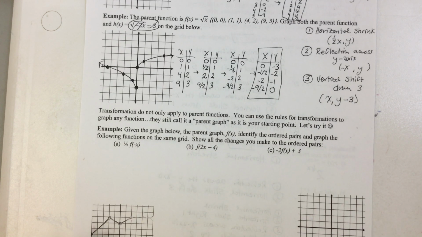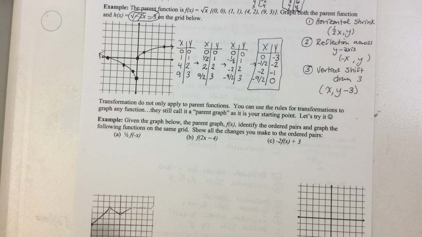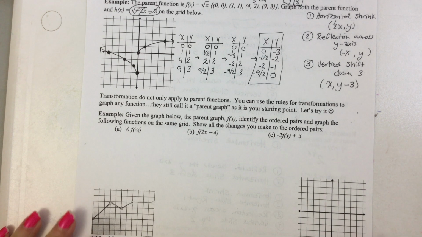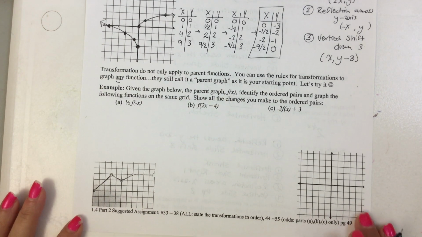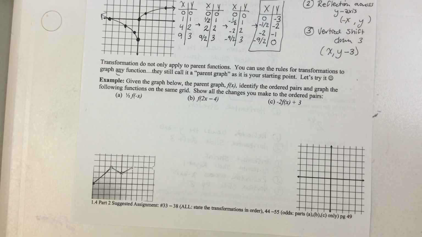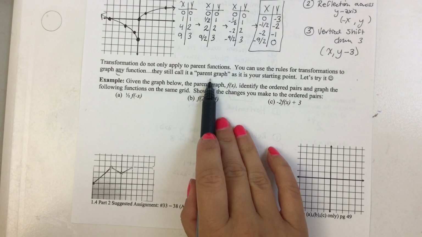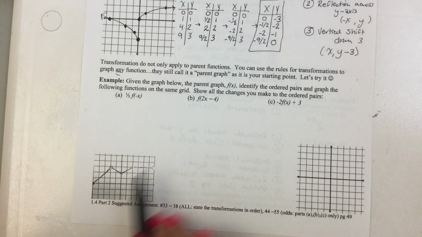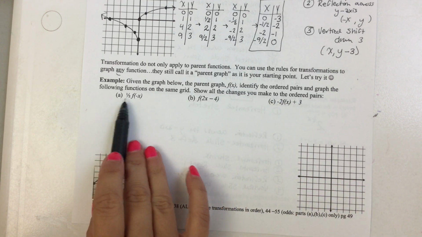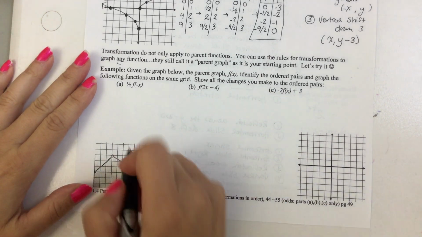Okay, transformations do not only apply to parent functions. You can transform crazy graphs, which is kind of fun, and that's what we're going to do right now. It says you can use the rules for transformations to graph any function. They would still call the beginning the parent function, even though it's not necessarily linear or quadratic or cubic. It's just parent because that's where you started. So here's an example. Given the graph below, that's the parent function, identify the ordered pairs and then graph the following functions on the same grid, okay?